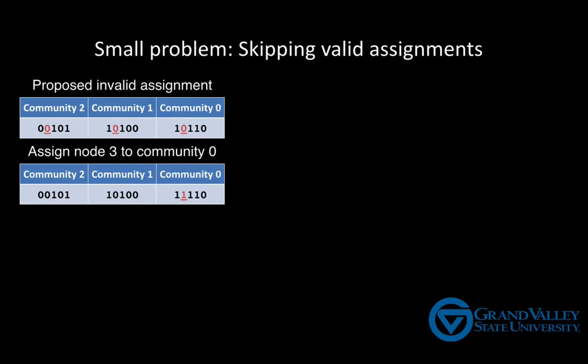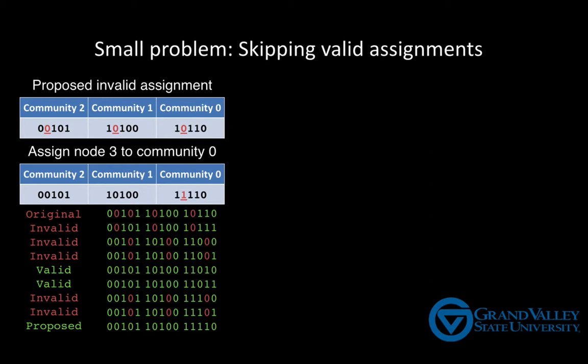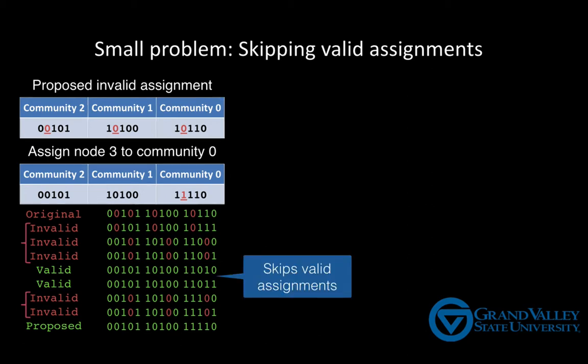When we add node 3 to community 0, we skipped 7 community assignments. 5 of these assignments, the ones in red, are invalid, but another 2 are valid, and we certainly don't want to skip them. In my opinion, the most clever part of McGuire's algorithm is his technique for skipping directly to the next valid cover.